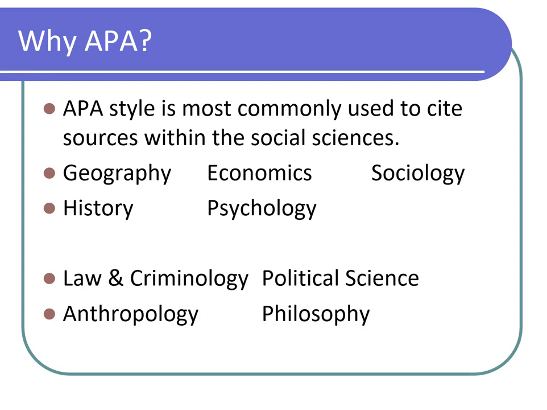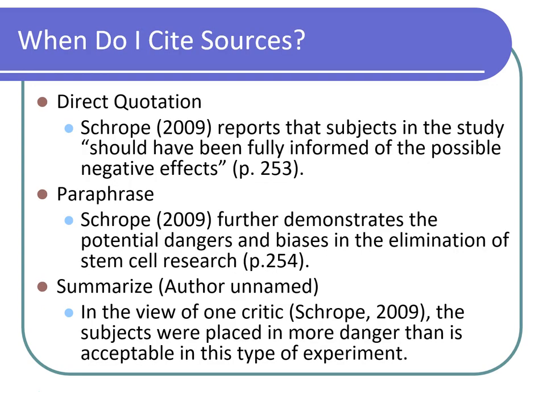So APA style is most commonly used to cite sources within the social science area. And you're talking about subjects like geography and economics and history, psychology, sociology, political science, philosophy, anthropology, and of course, law and criminology. So that's one of the reasons why we're going to use the APA writing style.